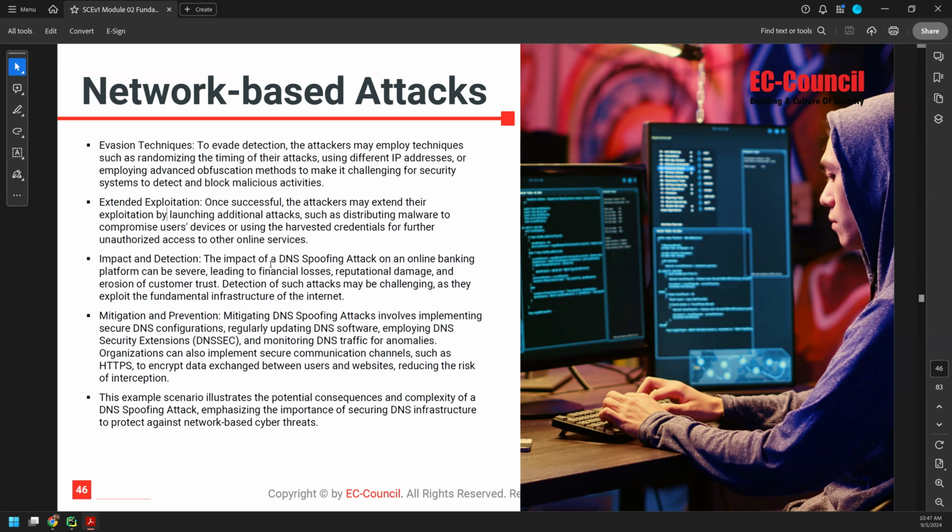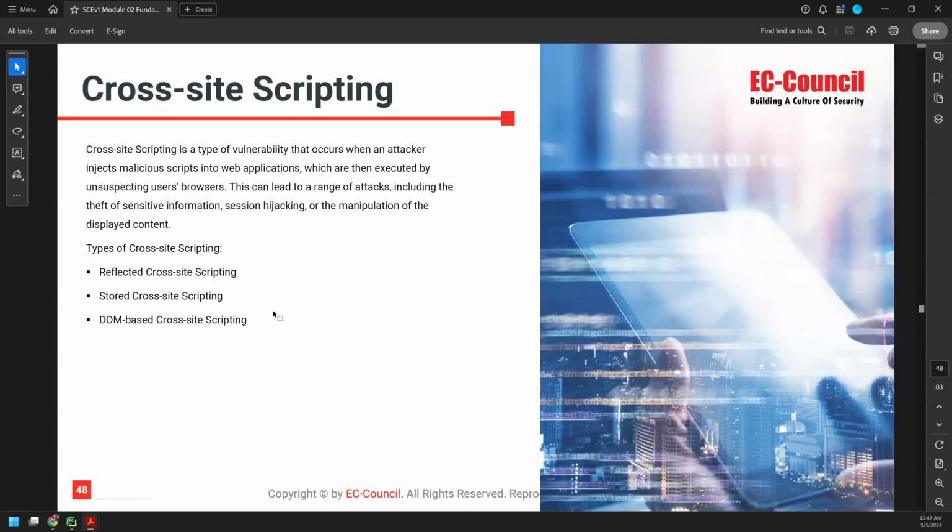Impact and detection, our mitigation and prevention here, and then our DNS spoofing attack that we saw before. Application side, there again, most of what you're going to see here is cross-site scripting. So it's pretty good to be familiar with this. When you go through the labs, particularly in the CySA, you guys will play with Nikto. It's a pretty good way of doing some cross-site scripting attacks.